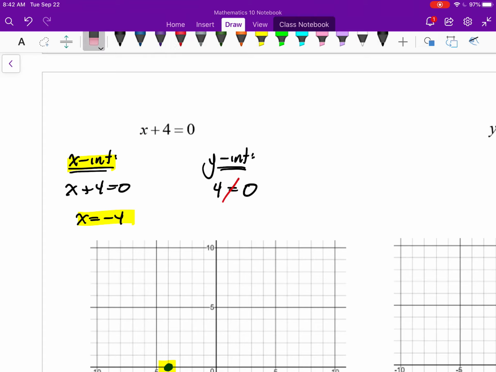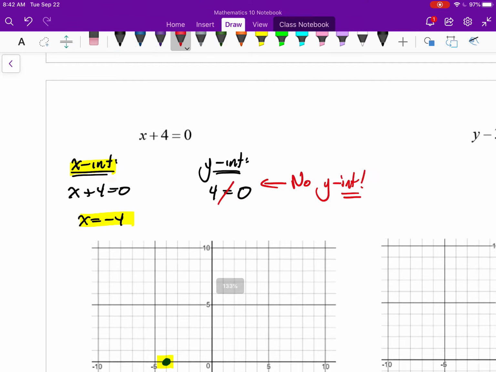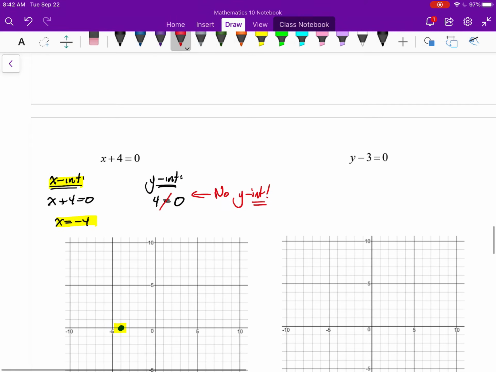That tells me that either I made a mistake, or, I mean, it's hard to have made a mistake here. There's not much to look at. This tells me there's no y-intercept. That's what it tells me. So how can a line go through negative 4 but have no y-intercept anywhere?